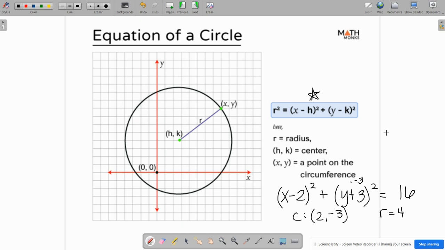So you would have a circle where the center was at (2, -3), right? So 1, 2, and then -1, 2, 3. Here's your center, but then your radius is 4 units. So 1, 2, 3, 4 units, 1, 2, 3, 4 units. So it's going to be something like this all the way around. So let's write that out.